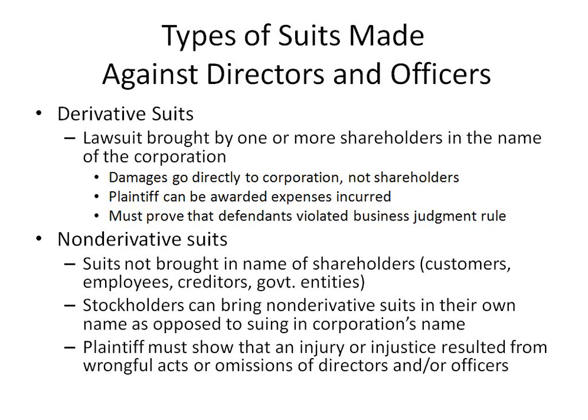When we talk about suits that can be made against the directors and officers, there are two types of suits: derivative suits and non-derivative. The idea that you remember is that a derivative suit is essentially an extension of the corporation. It's a lawsuit brought by one or more shareholders in the name of the corporation. If there are damages, they go directly to the corporation, not the shareholders. And if anything, the plaintiff would only be awarded expenses incurred for legal fees, things like that.